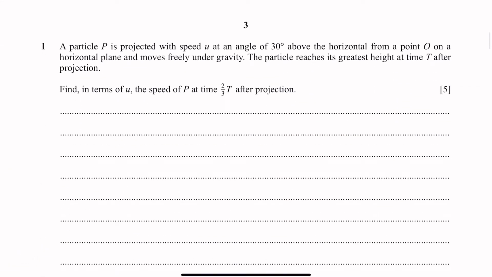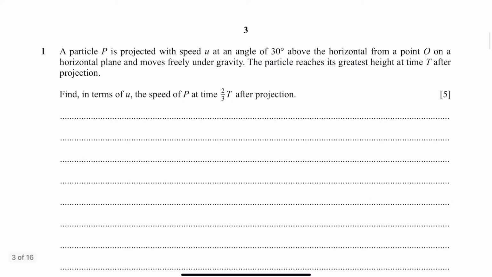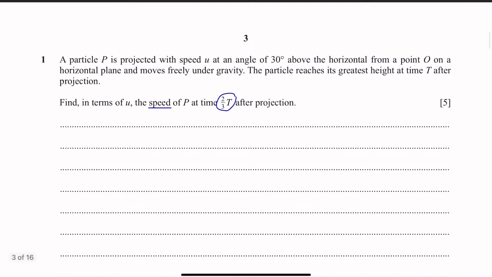First question. A particle P is projected with speed u at an angle 30 above the horizontal from a point O on horizontal plane, and it moves freely under gravity. The particle reaches its greatest height at time T after projection. Find in terms of u the speed of P at time 2/3 of T after projection. So take note that we want to find the speed and not the velocity. So even if we have a negative number after this, we need to change it to a positive.